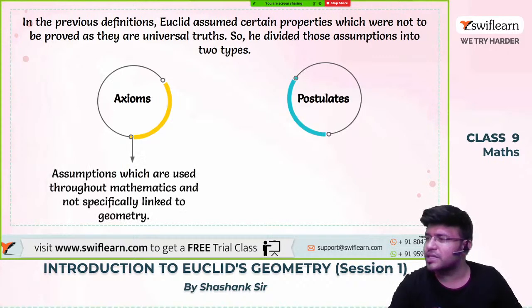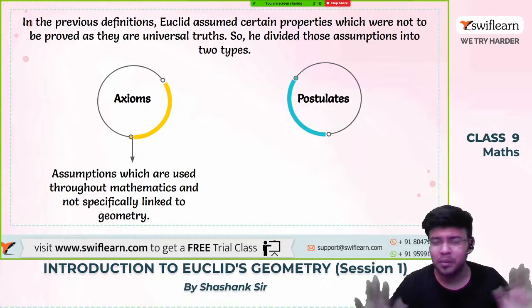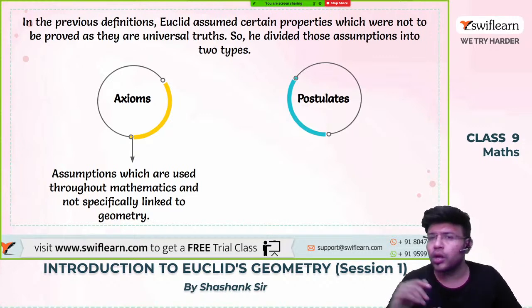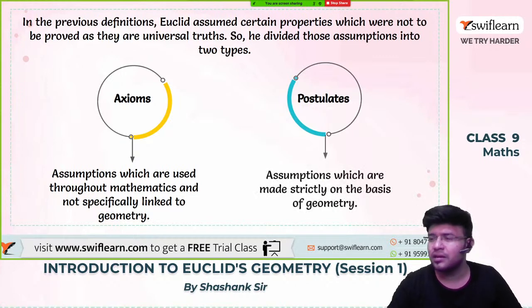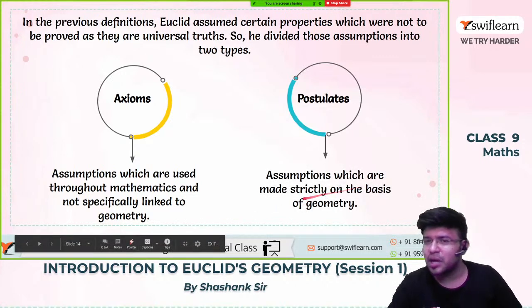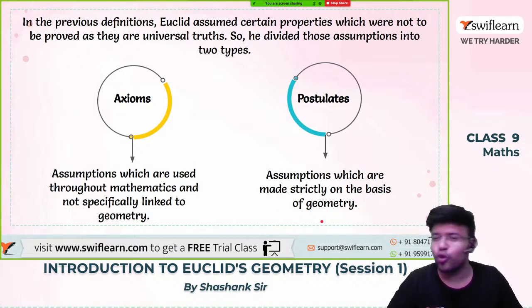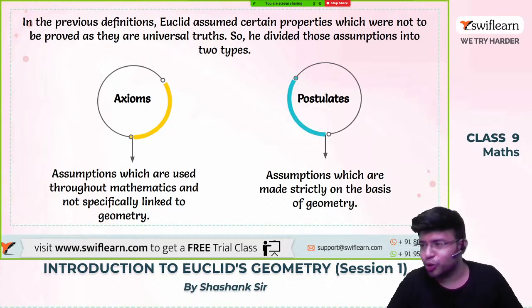Okay, so what are axioms? What are postulates? Look, axioms are the assumptions which are used throughout mathematics and not specifically linked to geometry. And what are postulates? Postulates are the assumptions which are made strictly on the basis of geometry. These assumptions which are constrained to geometry only are called postulates.